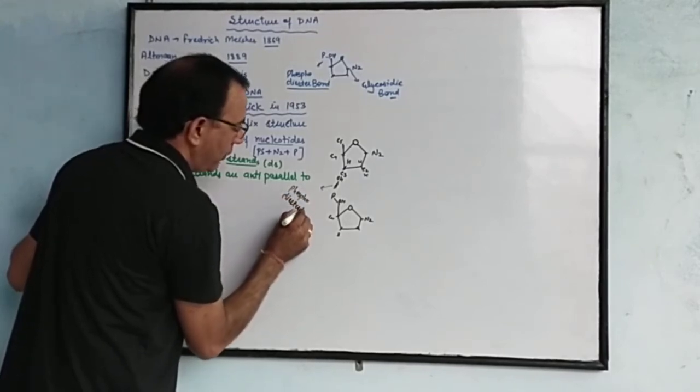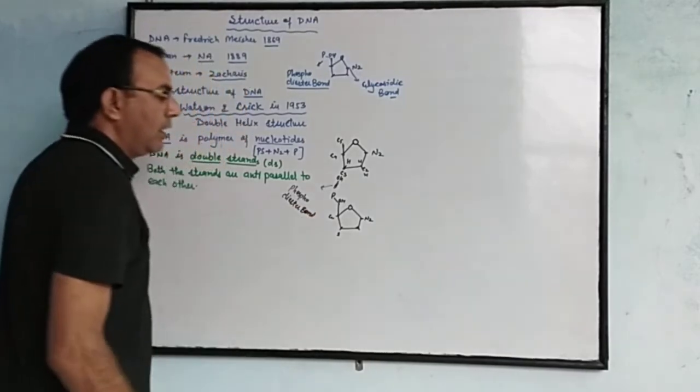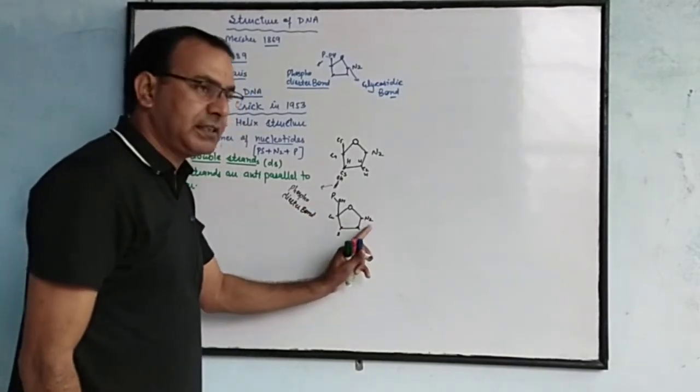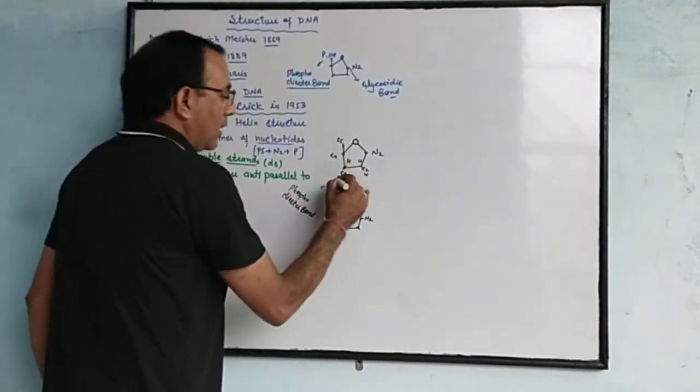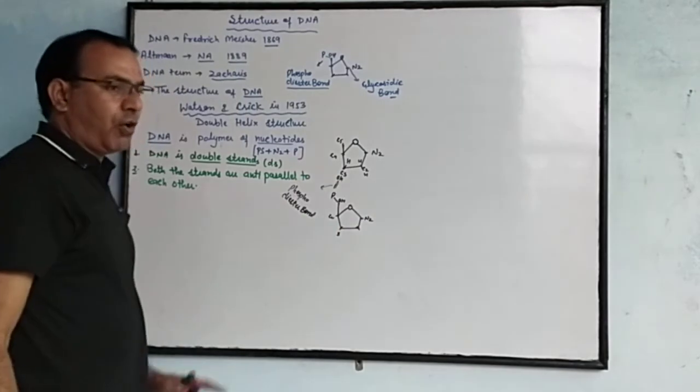Phosphodiester bond. And at carbon number 5, where the nitrogen base is attached, that is called a glycosidic bond. Clear? Here we can draw the structure of one strand.